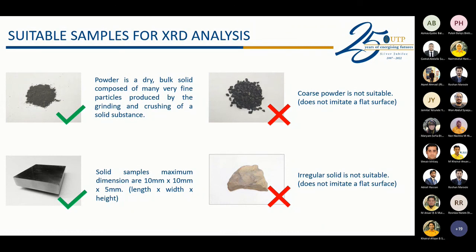for the XRD analysis. If you can see the slide, it's the suitability of samples for XRD analysis. Normally we use powder samples. Powder sample is a very fine powder that we get from a grinding or crushing process using a grinder or crusher. The second acceptable sample is a solid sample, but with a maximum dimension of 10 mm length by 10 mm width and 10 mm height.